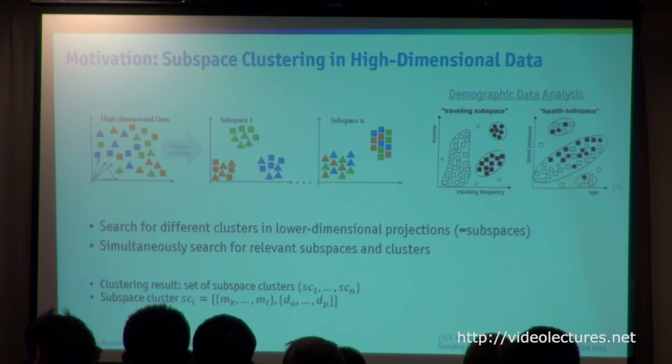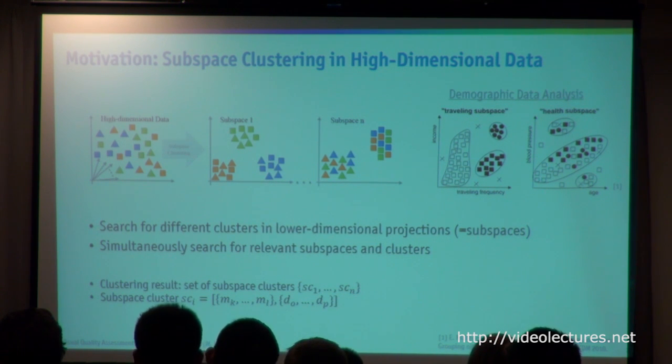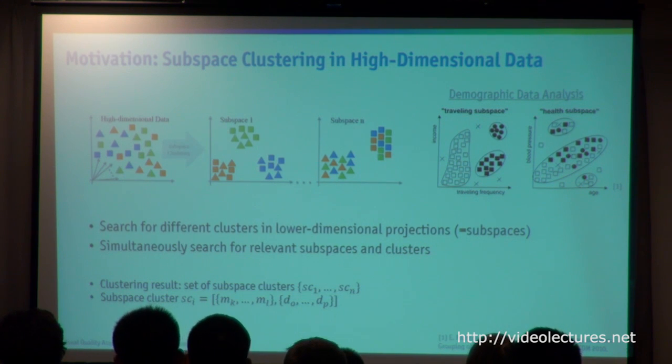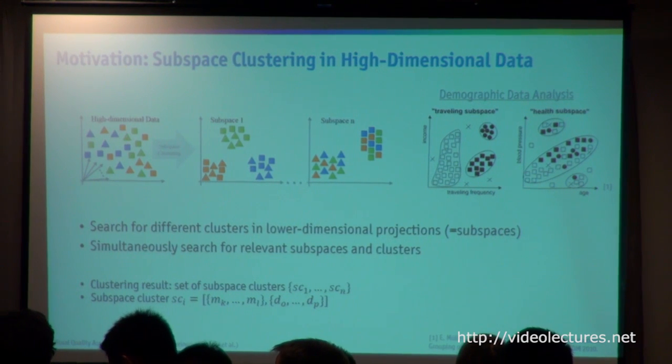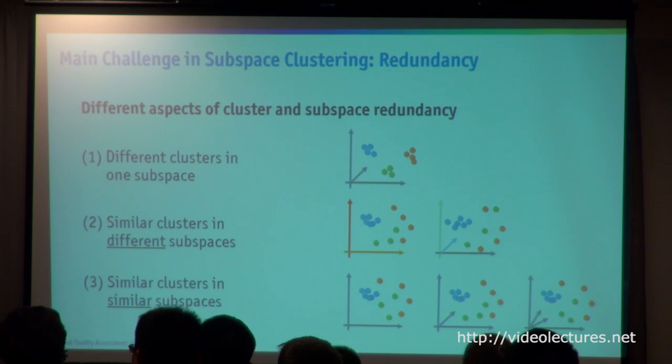These examples here are rather easy to get an intuition for, but in real-world examples, we usually face the challenge that we don't know which subspaces are relevant to search for our clusters. So generally, the aim of subspace clustering is to search for different clusters in lower dimensional projections of the data, and hereby to simultaneously search for which subspace is considered relevant and to find in each subspace the respective clusters. There is an exponential number of potentially interesting subspaces, so we need efficient methods to search through the whole search space to find the relevant and interesting subspaces.